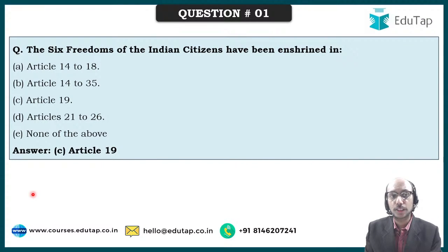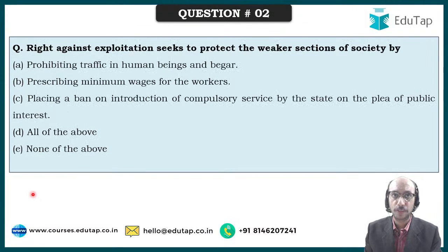The right answer to this question is C. Article 19 talks about the 6 freedoms, right? Your expression, your assembly, your residence, your occupation, your movement, they are mentioned in Article 19 of the Indian Constitution. Right against exploitation seeks to protect the weaker section of society. Exactly how? We spoke about the right against exploitation when we spoke about Articles 23 and 24. What was the content of Article 23? Do you remember? What was the content of Article 24? Do you remember? If you just remember the titles, you should be in a safe position to be able to answer, right?